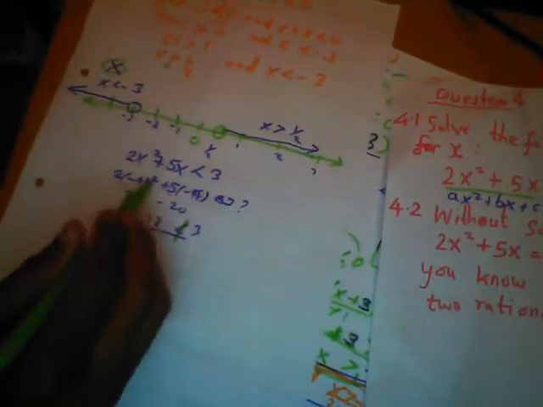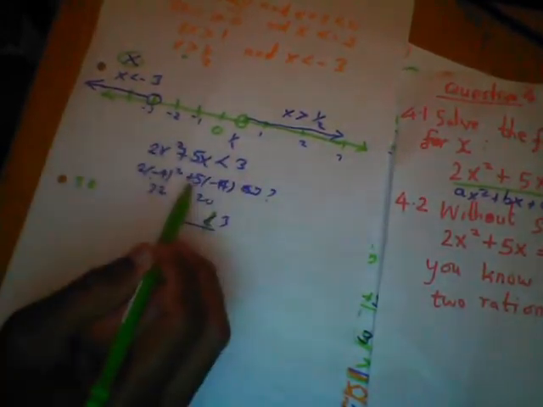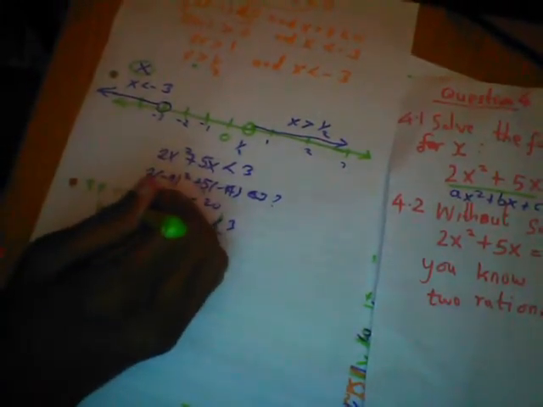-5 squared is 25. 25 times 2 is 50. And then 5 times -5 is -25, which is going to give us 25 positive. Is 25 less than 3? No, it's not less than 3. So this one does not satisfy.